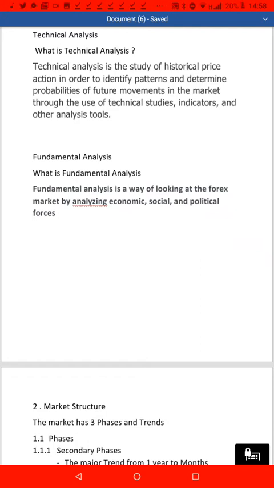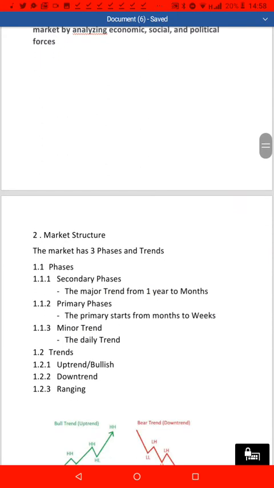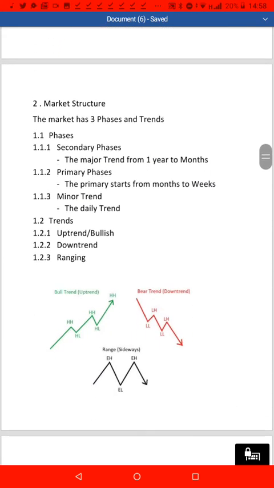Perhaps let's say you are trading USD to Japanese yen. What is happening between those two countries will determine how the market moves, but it will be only a short time after the news is released. So in fundamental analysis, you must be a person that also follows daily news on how the market and the economy is operating. And then we come to number 2, the market structure.